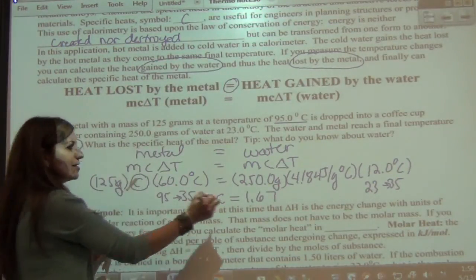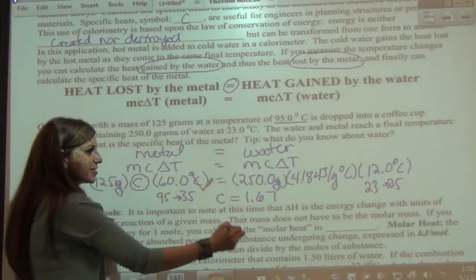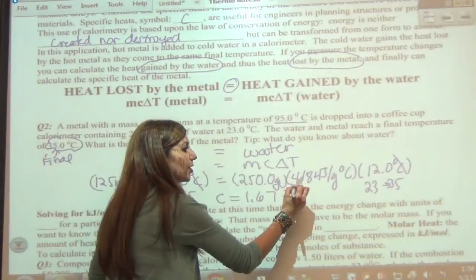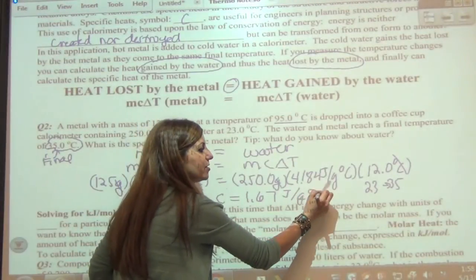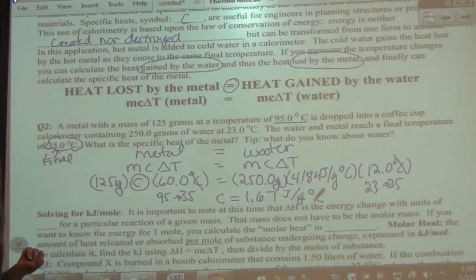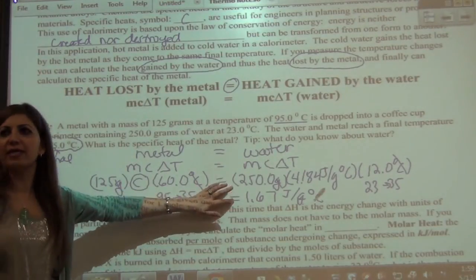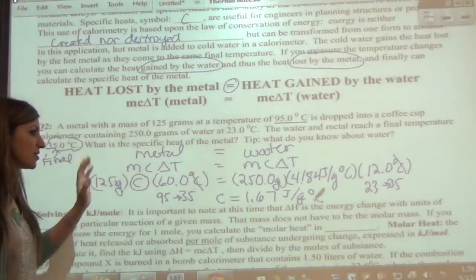What are the units? Well, our grams cancel out with our grams. Our Celsius cancels out with our Celsius. And what are you left with? Joules per gram degree Celsius. It's the same as the specific heat units on water. Good? There's no sign for C. They don't do positive, negative. Okay, so you just leave it at that.